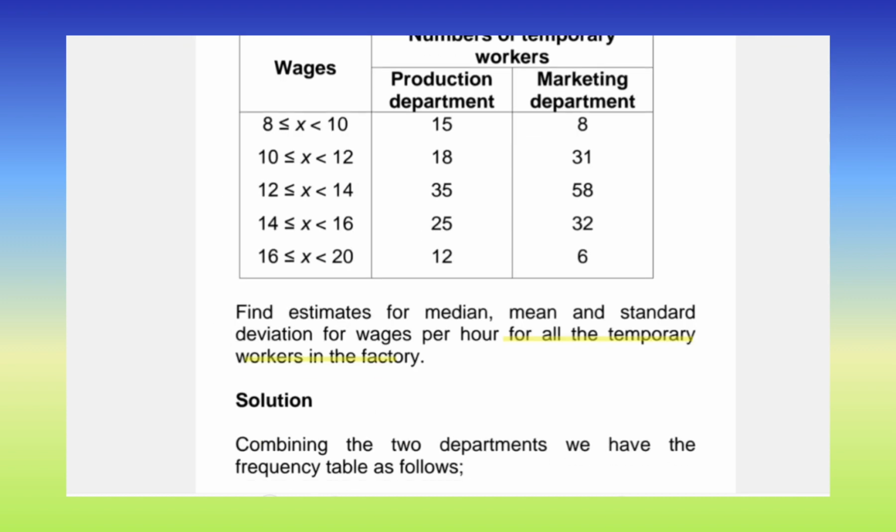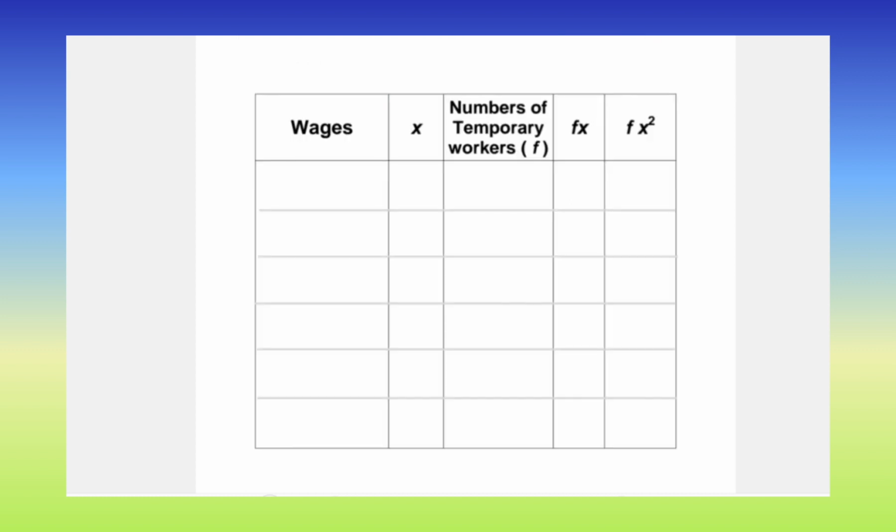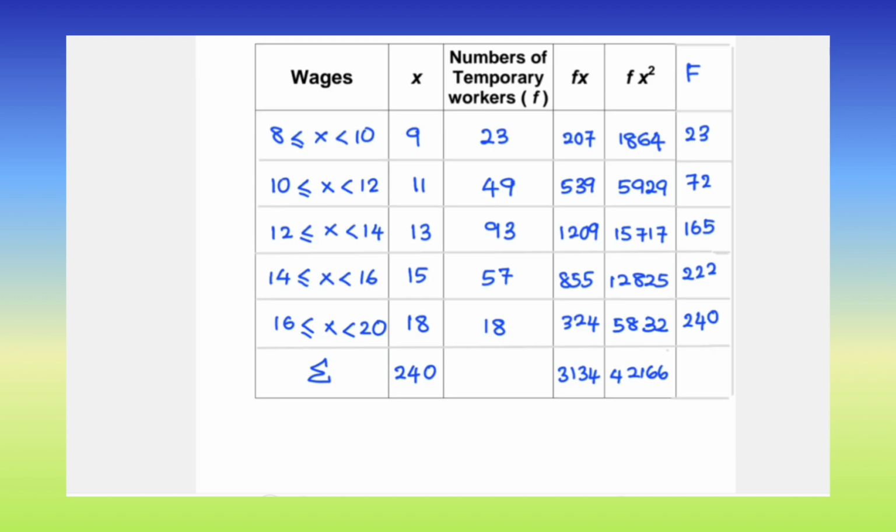Okay, to find all the values, by combining the two departments, we have the frequency table as follows. We need to fill in all the values in this frequency table. Okay, let's do it. Now we already have all the data that we need to find the values of median, mean and variance. Let's proceed to find the median.